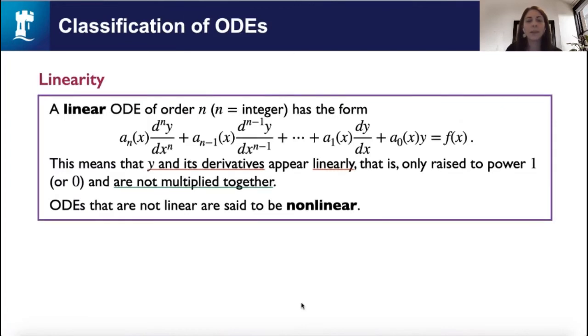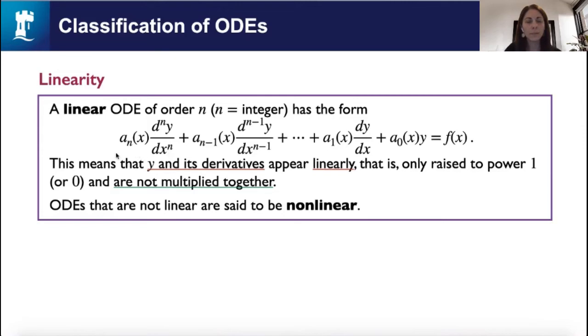Let's continue now with the classification, and now we will look at the property of linearity. So in general, a linear ordinary differential equation of order n, where n is an integer, has this general form, where here we assume that our unknown function is y, and this depends on variable x.